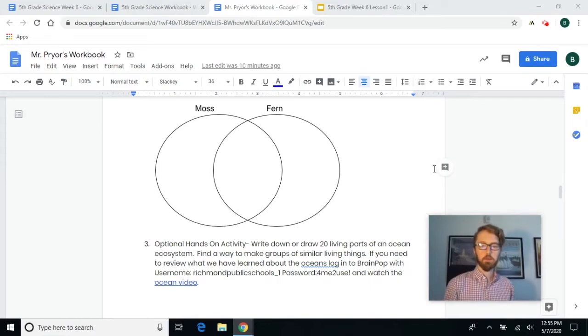Finally, there's an optional hands-on activity. Write down or draw 20 living parts of an ocean ecosystem. Back in the fall, you should have learned about the ocean and what living things live there. Now, we're going to think about how we can make groups of the living things under the water.